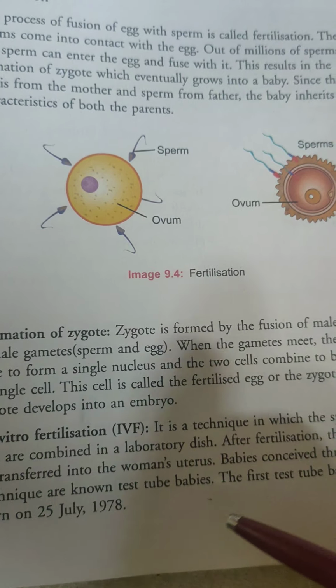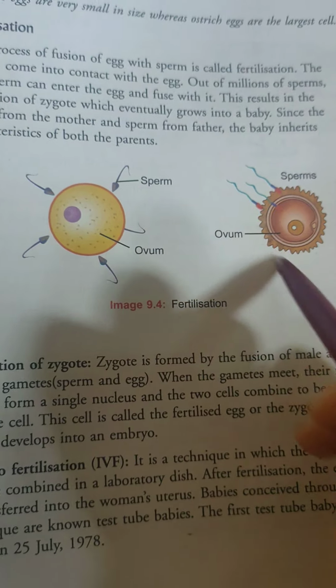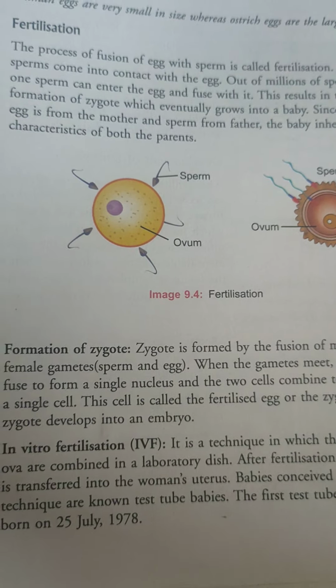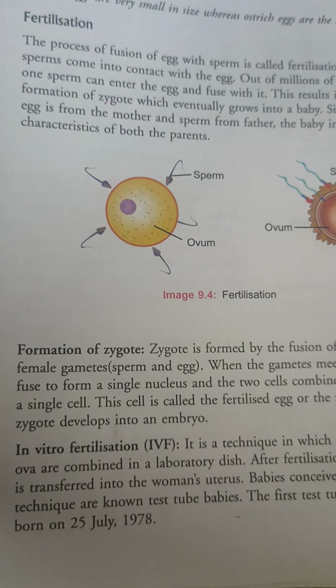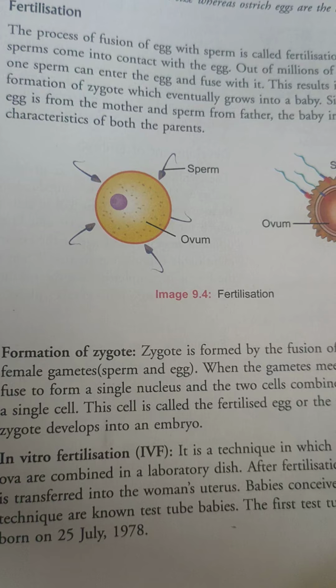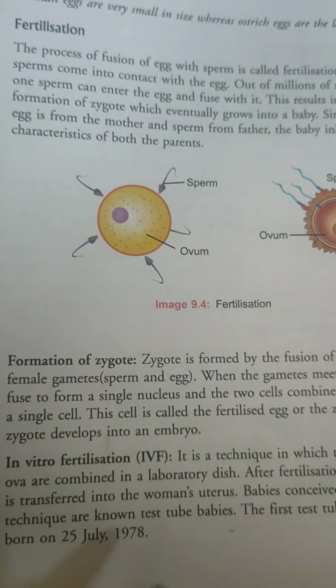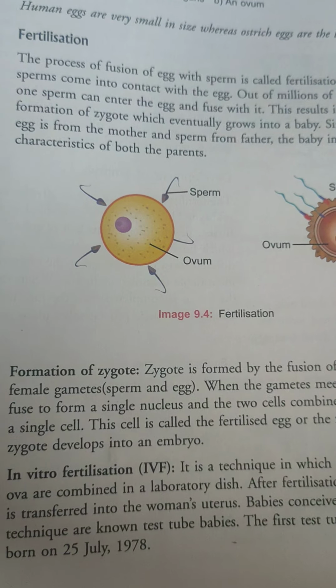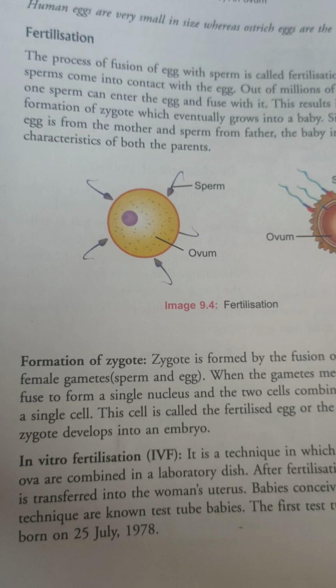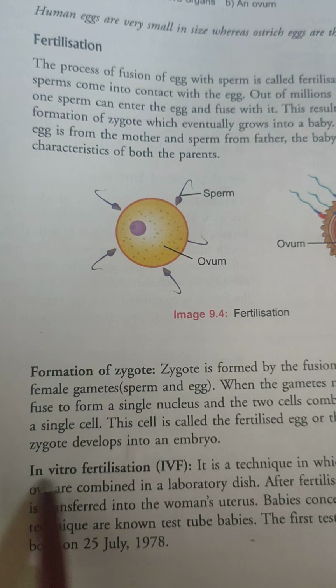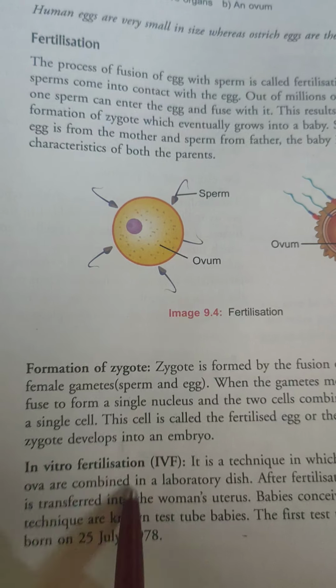After the egg is fertilized, this egg is again inserted into the mother's uterus. The first baby with this method was produced on 25th July 1978. The babies produced by the method of in vitro fertilization are known as test tube babies. In vitro means in the lab. Fertilization in the lab.